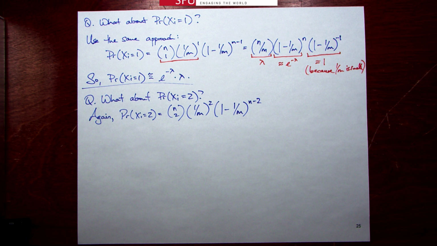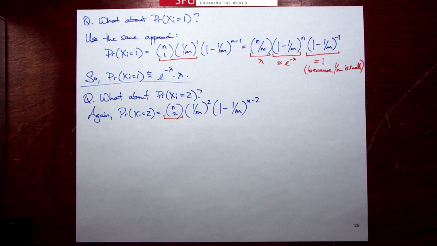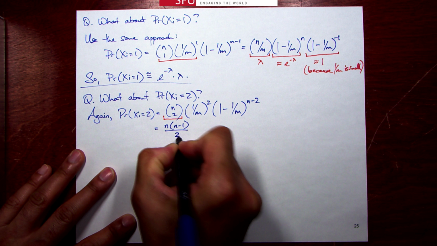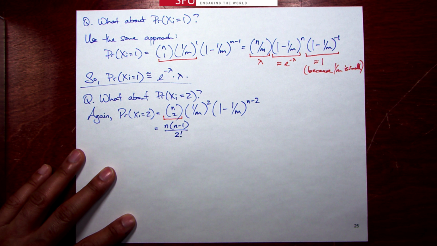Just going to focus on the choose for a moment. It's mostly all canceled factorials. The only thing that survives is n times n minus 1 over 2, and we'll leave the factorial in there. The rest of it I'll just repeat, and we'll leave it alone for now.